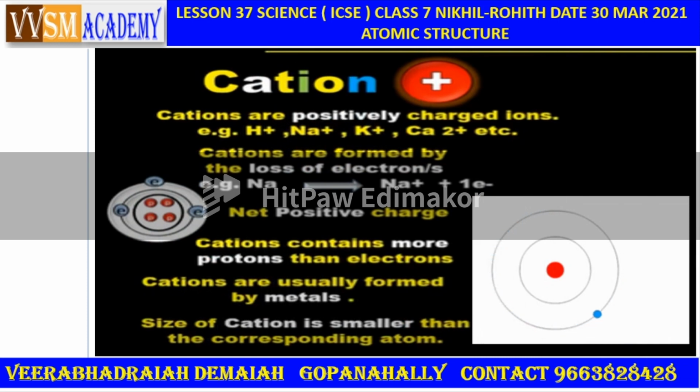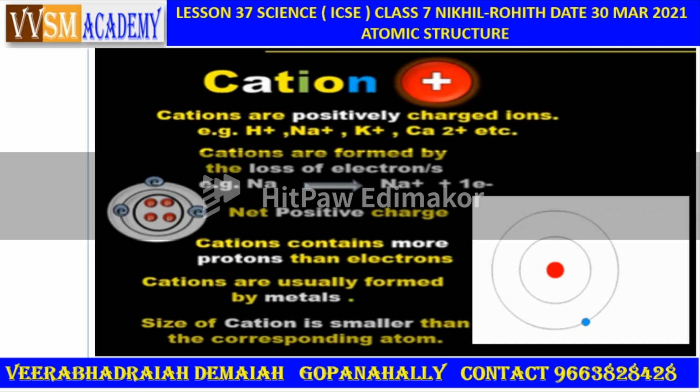A positive ion is called a cation. Why is it called a cation? Because it always moves towards the cathode. Positively charged ions are called cations: H plus ion, sodium plus ion, K plus ion, Ca2 plus ion, etc. Valency may be monovalent, divalent, trivalent, tetravalent, pentavalent, etc. You know that, last class we gave all these things. Monovalent, only one electron in the outermost orbit. Divalent, 2 electrons in the outermost orbit.